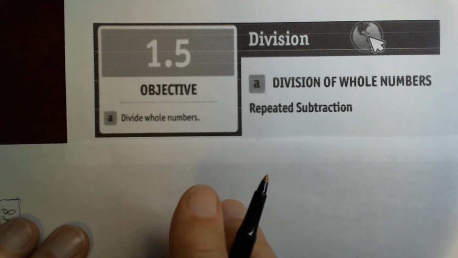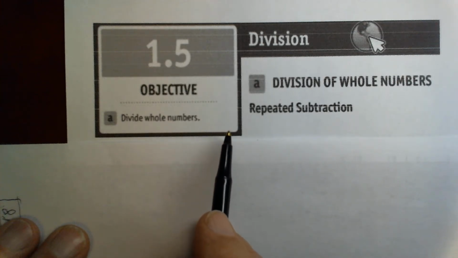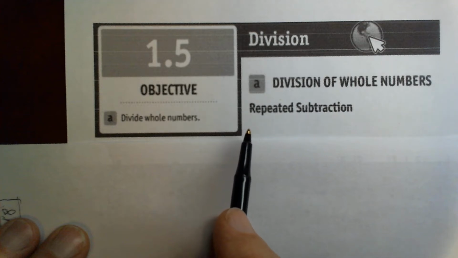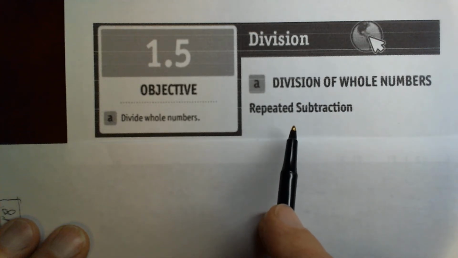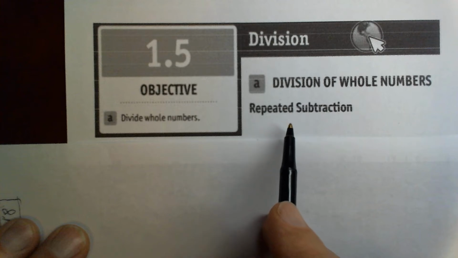Section 1.5 is about division, and so the objective here is to divide whole numbers. Now in section 1.4 we talked about multiplication, and that multiplication can be thought of as repeated addition, and so division of whole numbers can also be thought of as repeated subtraction.